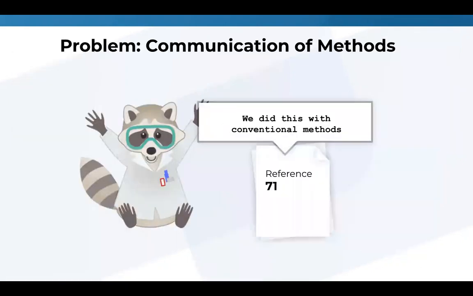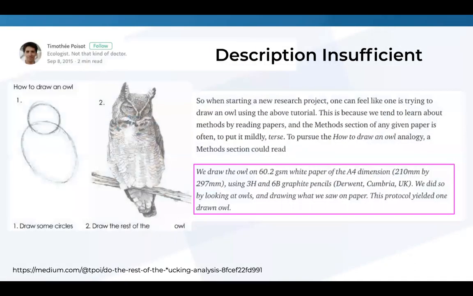What I mentioned earlier is the way we communicate methods, oftentimes in papers we read. Even if there is a description of the method, it's really unclear. This is very exaggerated, but it's an interesting article somebody wrote, saying that if you look at the method section on how to draw an owl, it could read something like this.